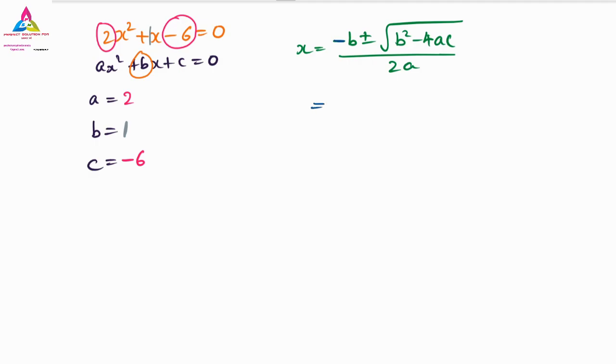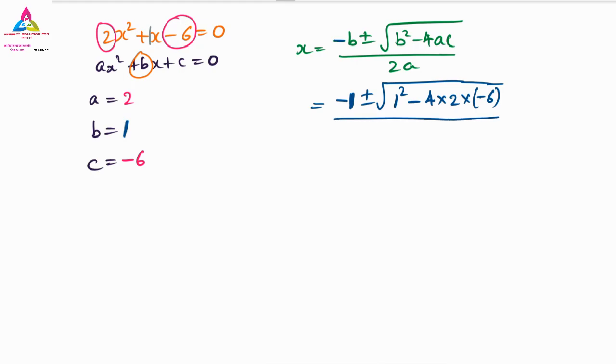So the b value is 1, so minus of 1. How to write: plus or minus, and in the square root we write b square, which is 1 square, minus 4 into the a value 2 and the c value, which is negative, so put brackets. When you have a negative symbol, put brackets: negative 6, the whole divided by, again most important, 2 into the a value 2.